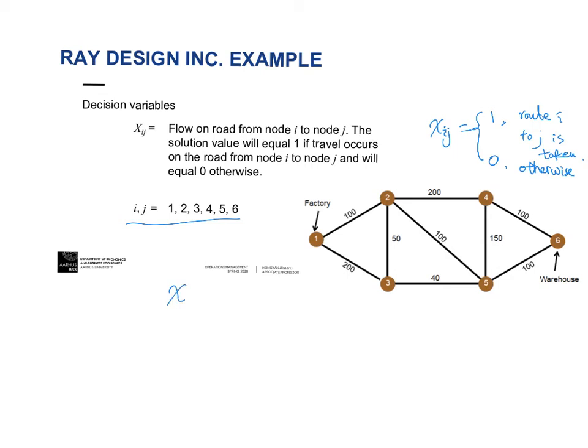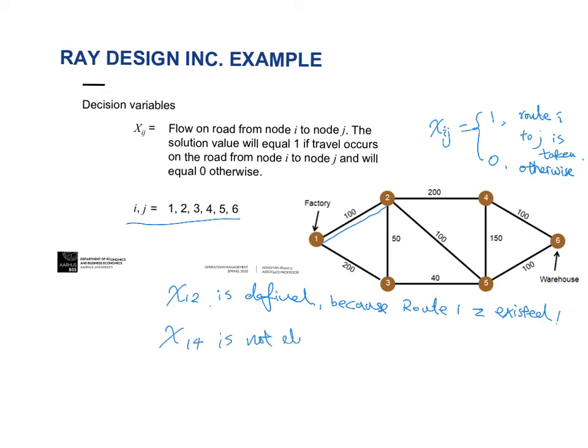For example, x12 is defined because route 1, 2 exists. On the other hand, x14 is actually not defined because there is no route between the two cities.